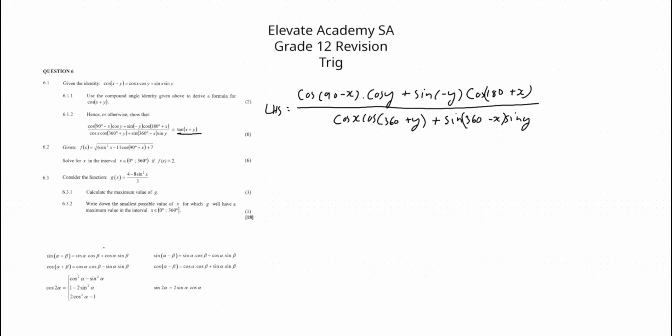So let's get going. Using co-ratios, we know that cos 90 minus x. If you guys aren't aware of co-ratios, I'm just going to write them down here quickly so you guys know.